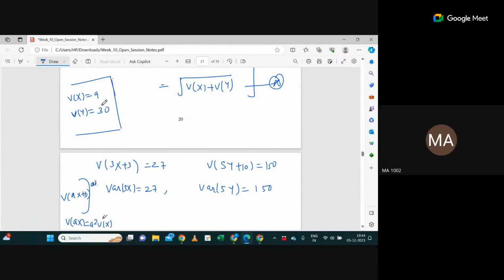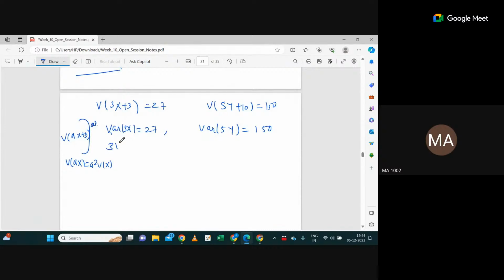It should be 3 squared, so this is incorrect. I think you have done 3 times variance of x, but it will be 3 squared variance of x. Make sure these kinds of mistakes, which normally happen under exam pressure, are avoided. Take care of this kind of thing.